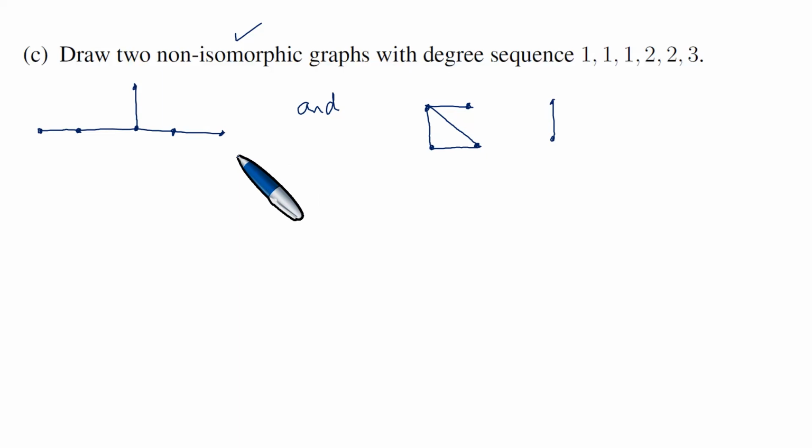In this graph, for instance, the vertex of degree 3 is adjacent to the vertices of degree 2. But here, let's check the vertex of degree 3. Is it adjacent to the vertices of degree 2? Right, there's a vertex of degree 2 there, and there's a vertex of degree 2 there. Now note one other thing. The vertex of degree 3 is also adjacent to a vertex of degree 1. So here also, the vertex of degree 3 is adjacent to a vertex of degree 1.